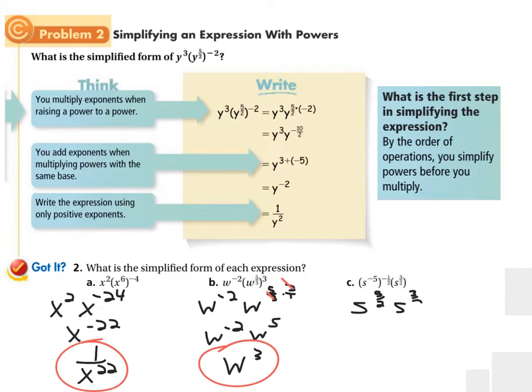Now we can get to this part where we multiply them, and since these powers are getting multiplied together, we can add their exponents. So then we get s to the 5/2 plus 3/2 is 8/2. And of course, 8/2 can be simplified. 8 divided by 2 is 4, so s to the 4th power. That's how you do it.